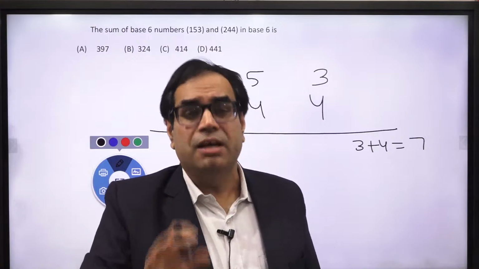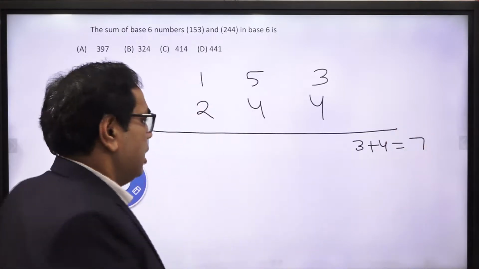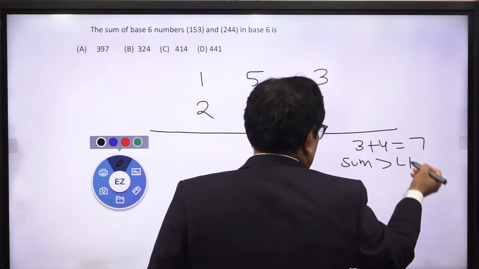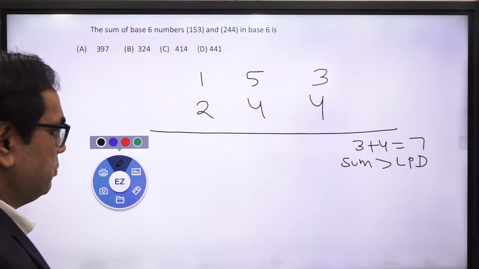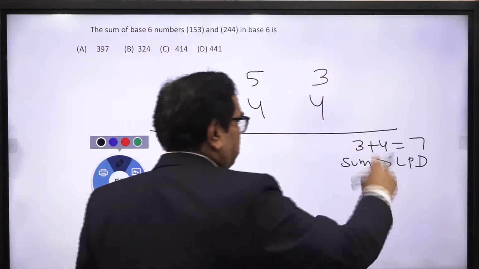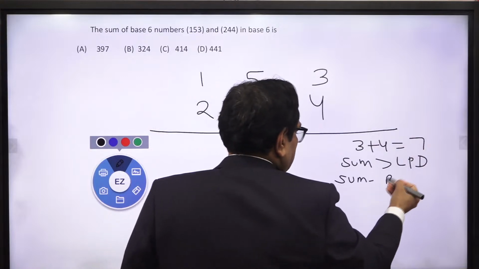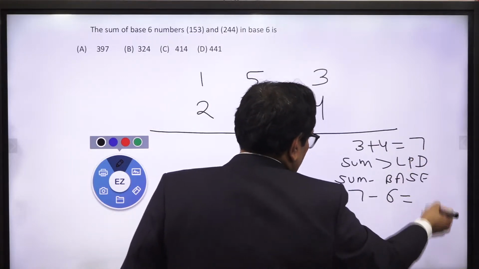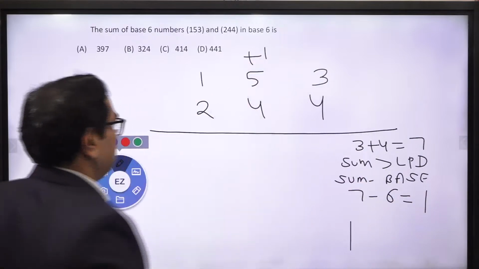In base 6 there is no digit 7. So here our sum obtained is greater than the largest possible digit. Whenever the sum obtained is greater than the largest possible digit, we subtract the base from this sum. So we write sum minus base. The sum is 7 here, minus base 6, so equal to 1. So here we will write 1 and we will add a carry 1 to the left side.